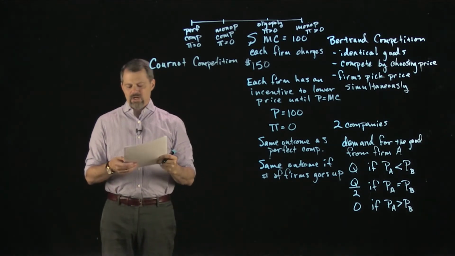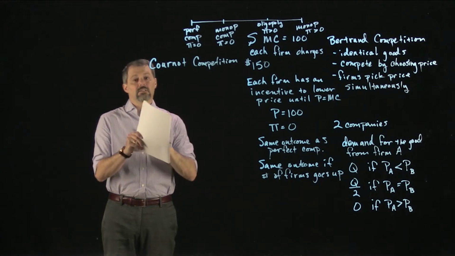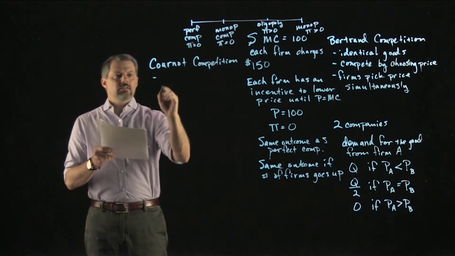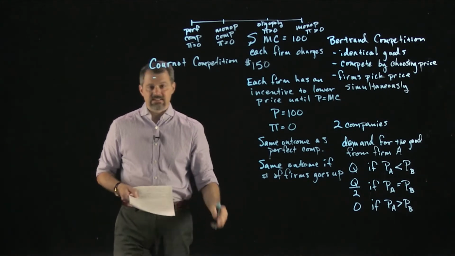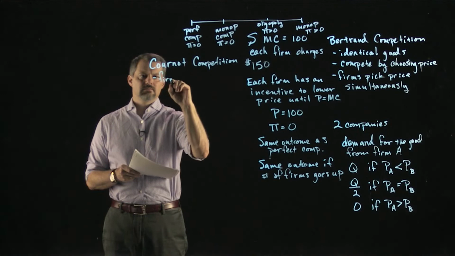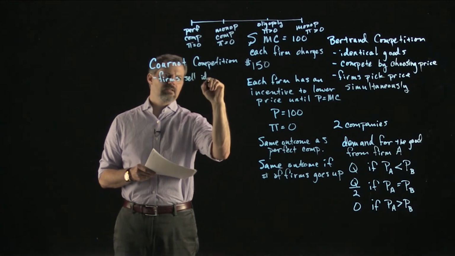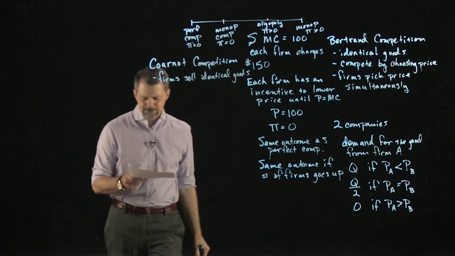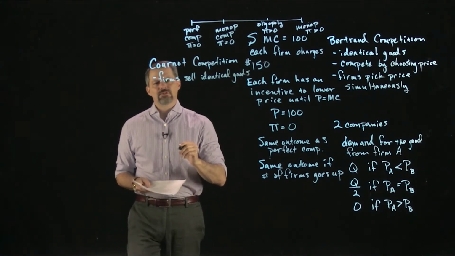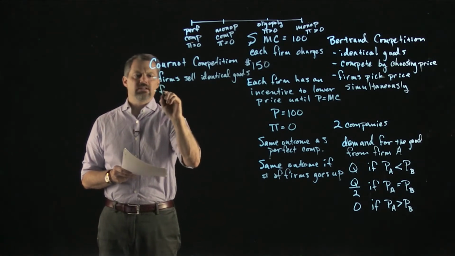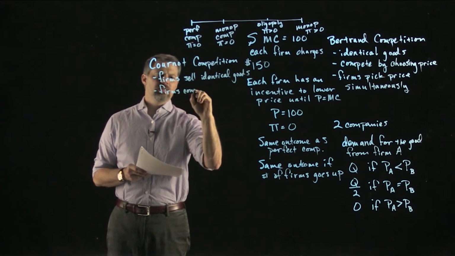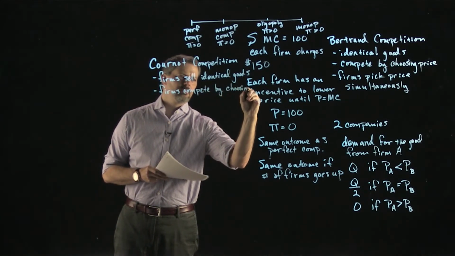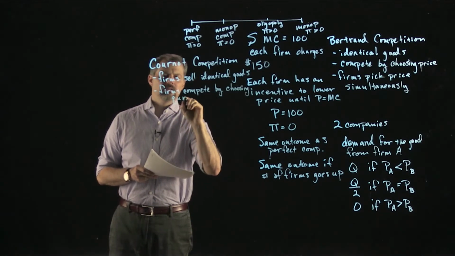Let's start, like we always do, by thinking about the characteristics. The first one, we're in oligopoly here, so there are a few firms. The next one is that firms sell identical products. Now the firms are going to compete by choosing quantity.